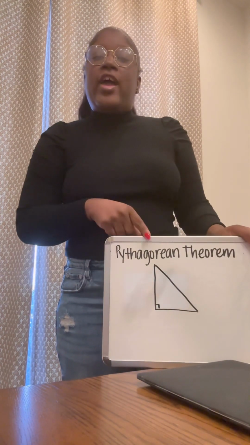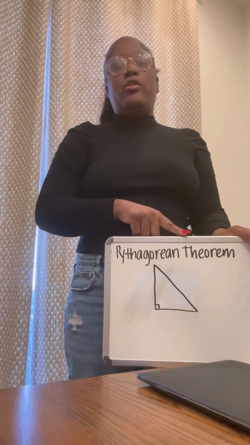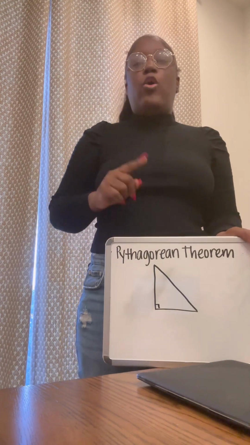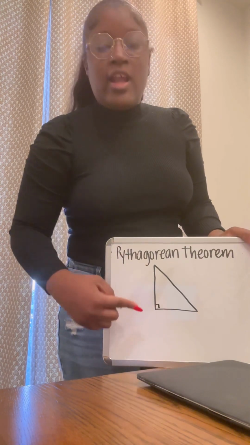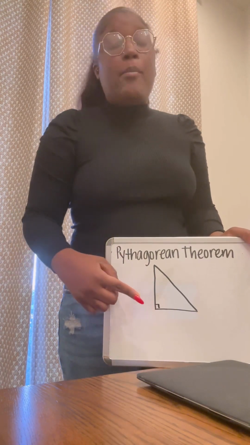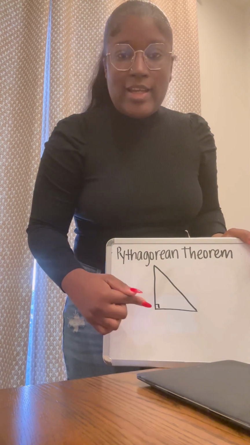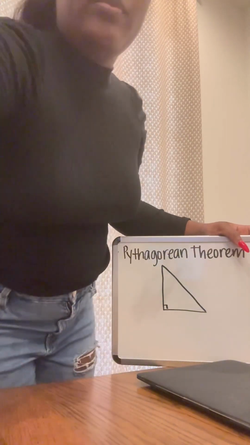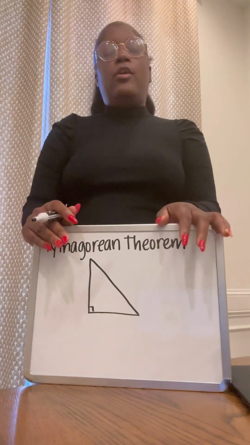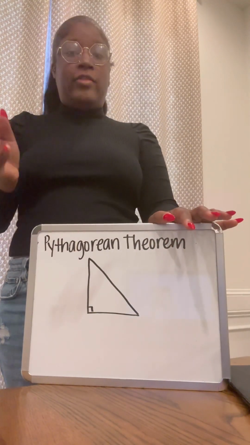Okay, so the Pythagorean theorem is a theorem that we're going to use on right triangles. So you'll know when it's a right triangle, as I've stated, if it has this box here. That box means that this is a 90-degree angle. Okay? Okay, so let's talk about the Pythagorean theorem.